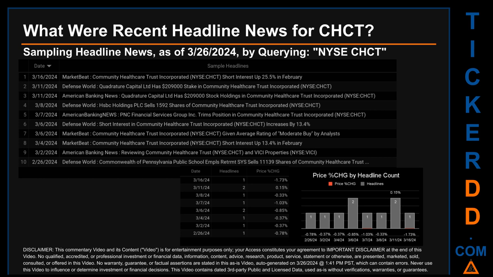The latest publication date of Saturday, March 16, 2024, was actually the day with the lowest percentage change in price. It saw a price jump of 0.15%.